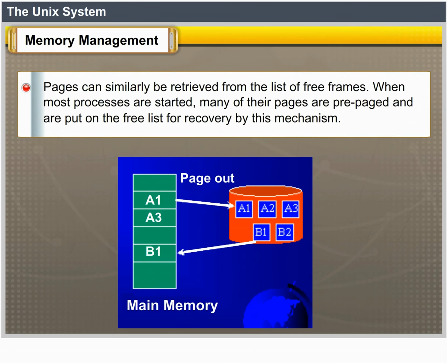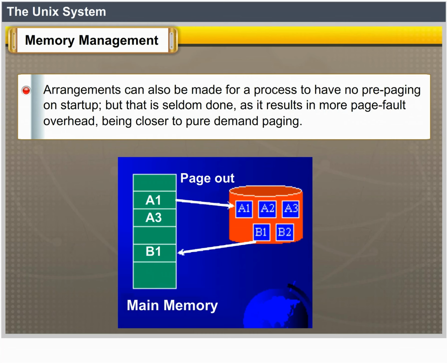Pages can similarly be retrieved from the list of free frames. When most processes are started, many of their pages are pre-paged and are put on the free list for recovery by this mechanism. Arrangements can also be made for a process to have no pre-paging on startup, but that is seldom done, as it results in more page fault overhead, being closer to pure demand paging.